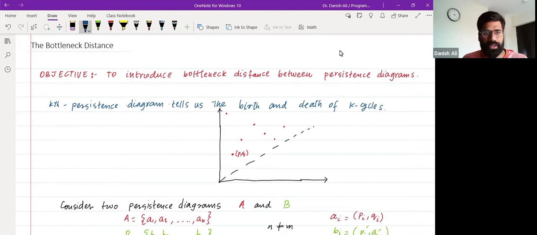Any kth dimension persistent diagram tells us the birth and death of the k cycles. So for any point on the persistent diagram, the first coordinate tells us the birth, and the second coordinate tells us the death of the cycle.